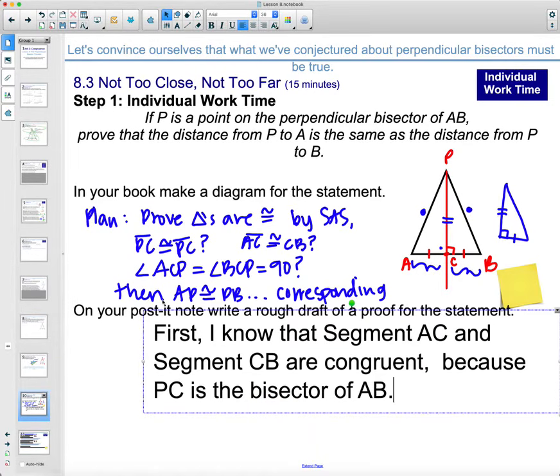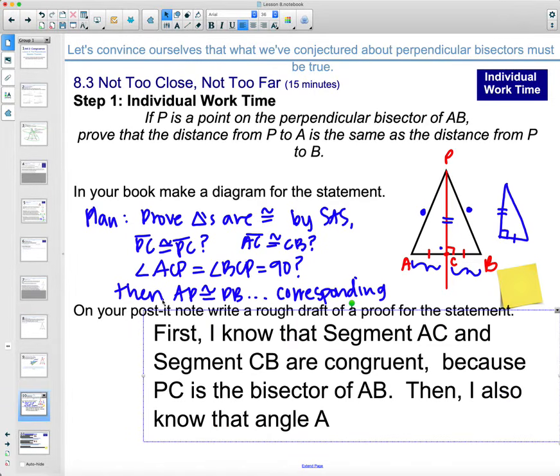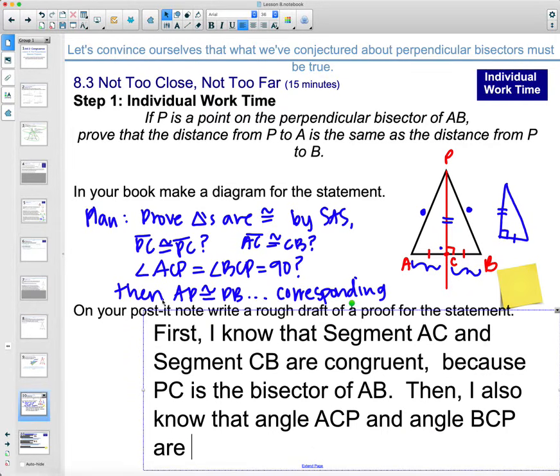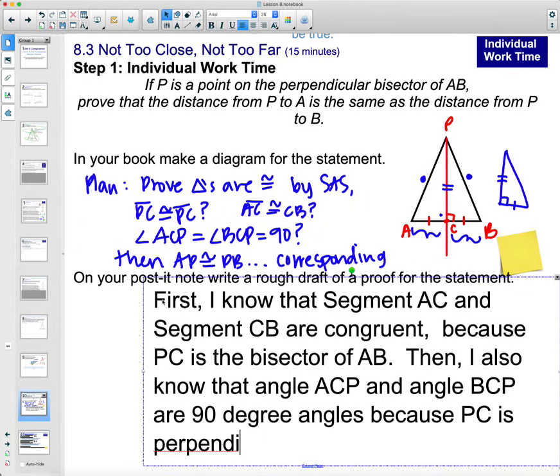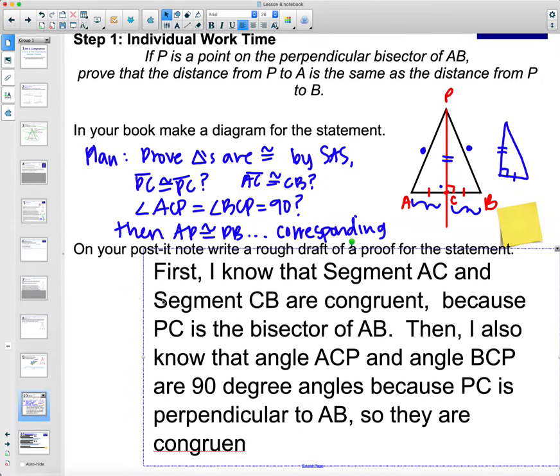So we know it splits it into two congruent segments. Then I also know that angle ACP and angle BCP are 90-degree angles because PC is perpendicular to AB from the perpendicular bisector. So they are congruent since they are the same. Okay, and these are just my words. You can have it differently than this, but this is the idea that you're going through.